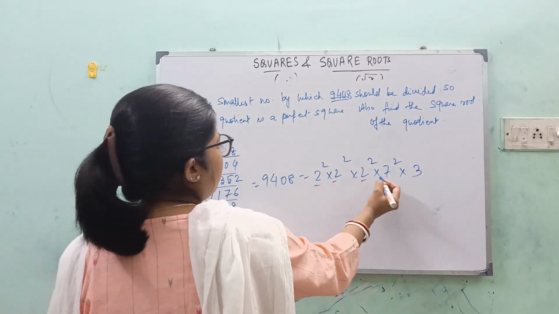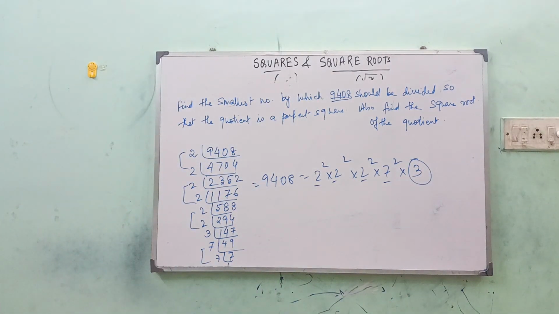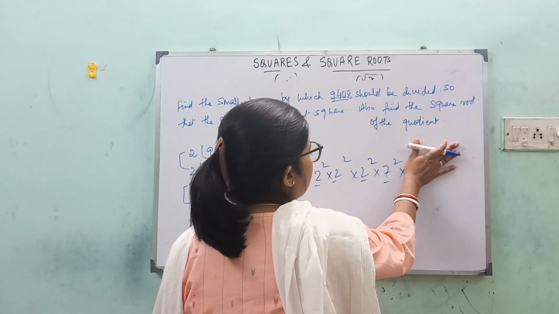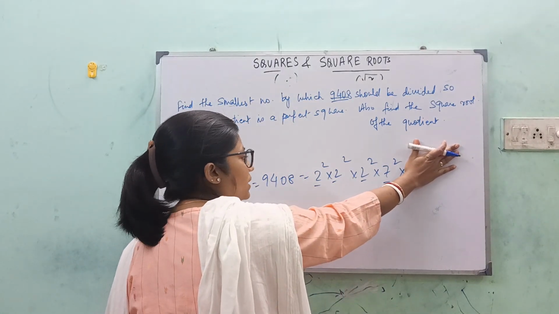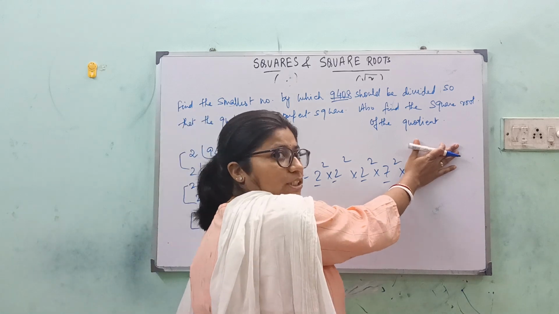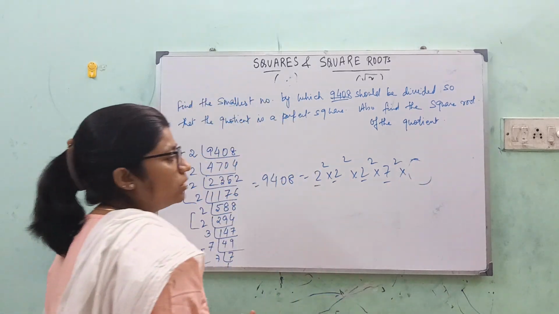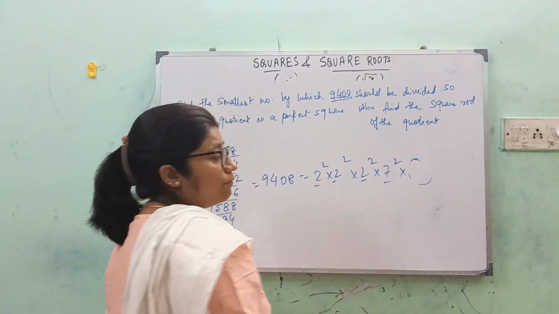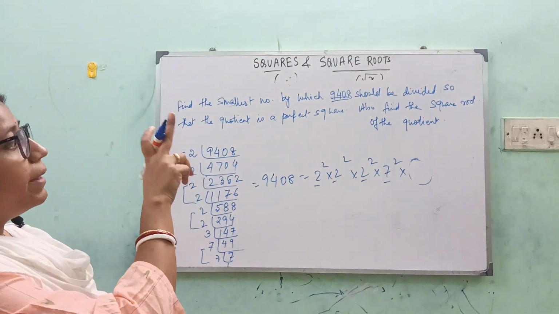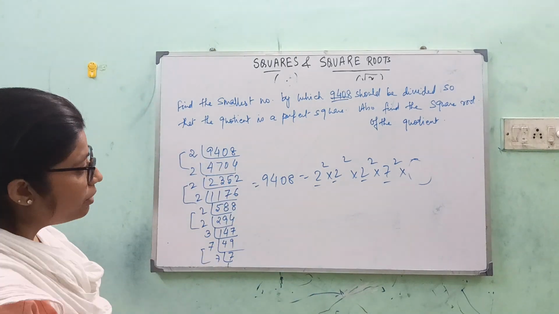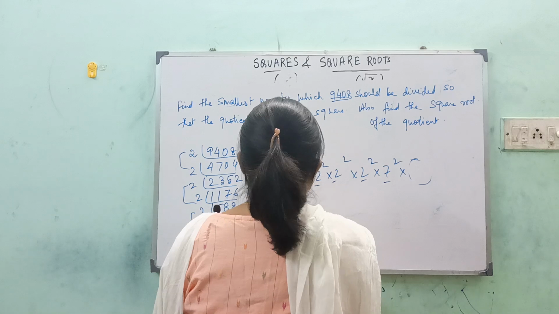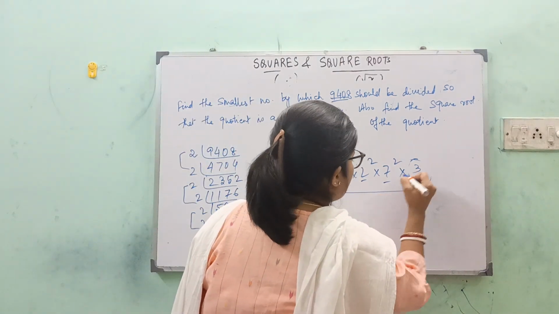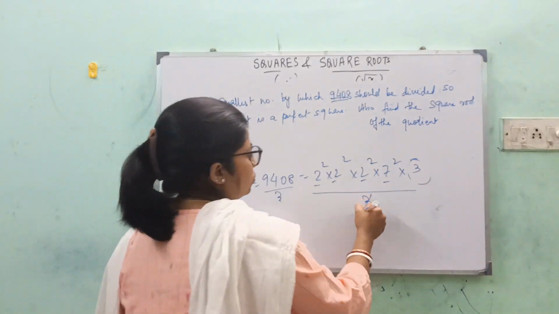So see, each of them are in pairs, only this 3 is left unpaired. 2 square, 2 square, 2 square and 7 square were in pairs, only the 3 was left unpaired. So if we remove this 3, then we get the rest of them all in pairs. That means the number can be changed to a perfect square if we remove this 3. Now, we have to remove this 3 via division, because the question asks by which number it should be divided. So we have to divide this by 3. Then this side also gets divided by 3, so 3 and 3 get cancelled.